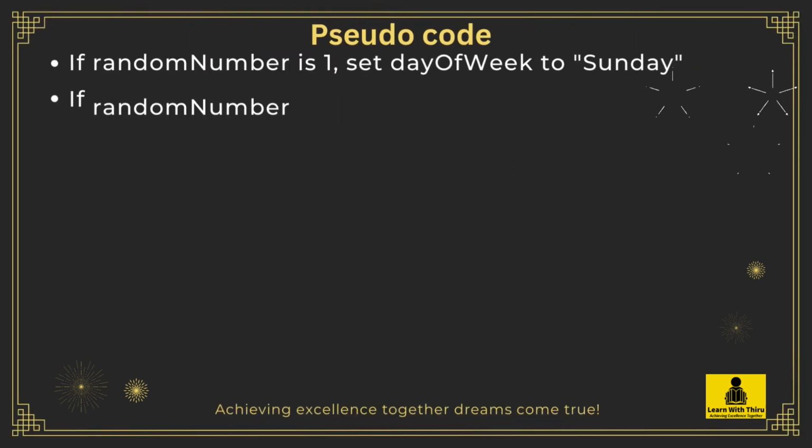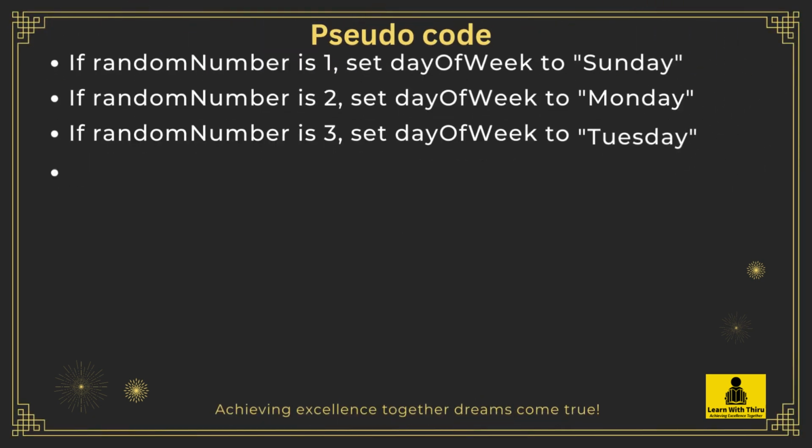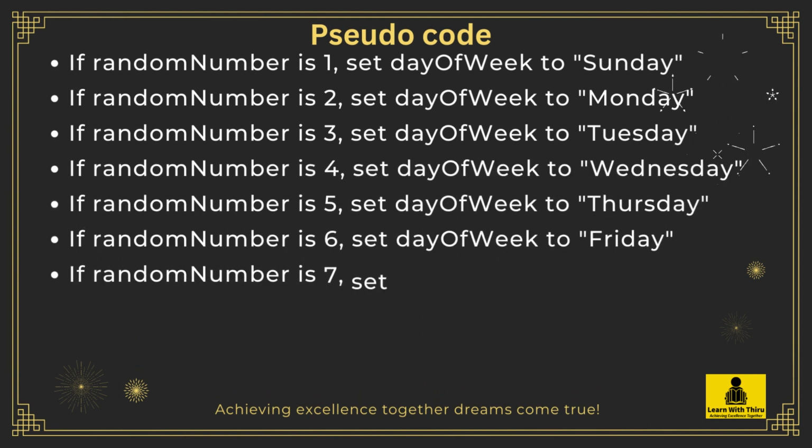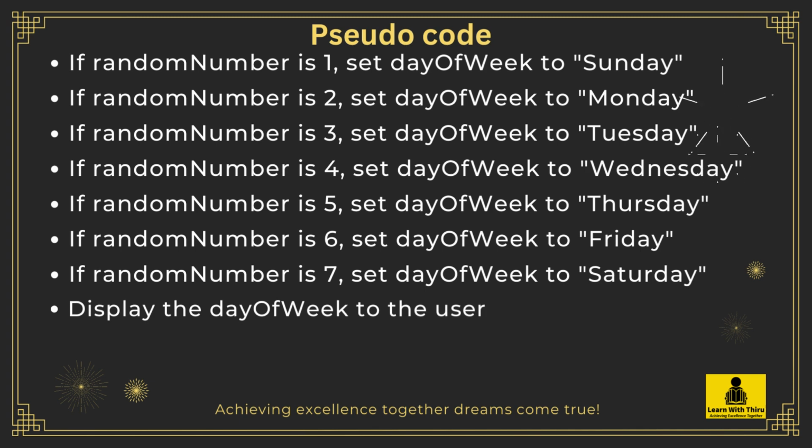If random number is 1, set day of week to Sunday. If random number is 2, set day of week to Monday. If random number is 3, set day of week to Tuesday. If random number is 4, set day of week to Wednesday.